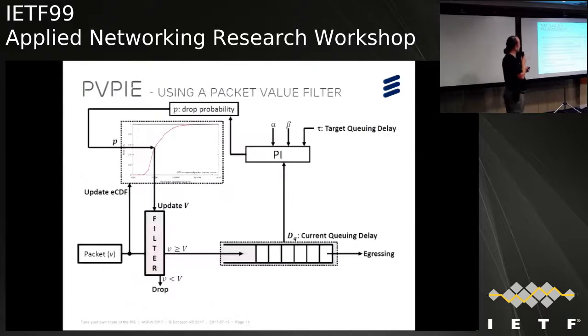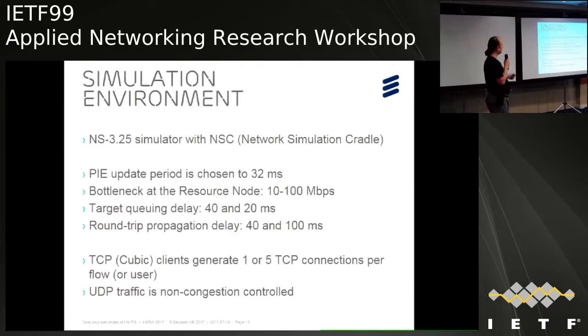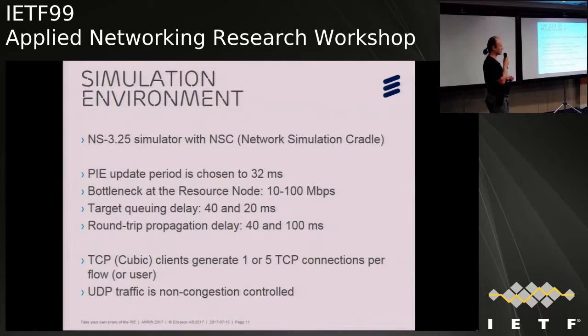So we implemented this algorithm in a simulator. We used Network Simulator Cradle to run a Linux cubic TCP implementation. We chose update periods to basically PIE default, 32 milliseconds. We had bottleneck rates ranging from 10 to 100 megabits per second. Target delays 40 and 20 milliseconds. I think we used 20 only because we wanted to compare to the PIE paper, which we used as a reference. And we had propagation delays, again, 40 and 100 milliseconds, the second values, again, to be able to compare to the PIE paper.